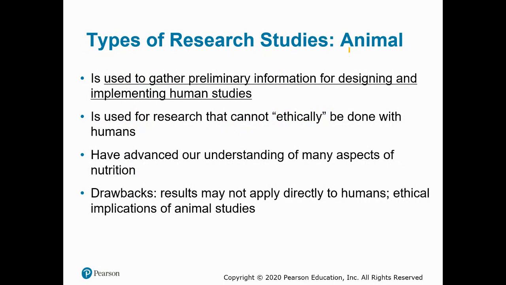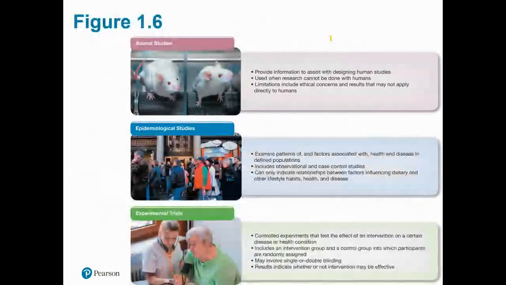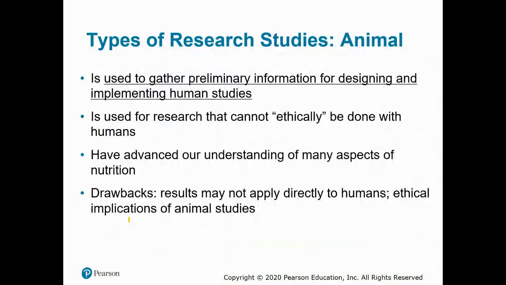Alrighty, so the different types of research, let me actually go here because I like this image. So this is picture 1.6 in chapter 1. We can kind of organize studies into 3 types: animal studies, epidemiological studies, and experimental trials. Let me just go back to these slides because you can see it a little better, but that image kind of puts all this information together.